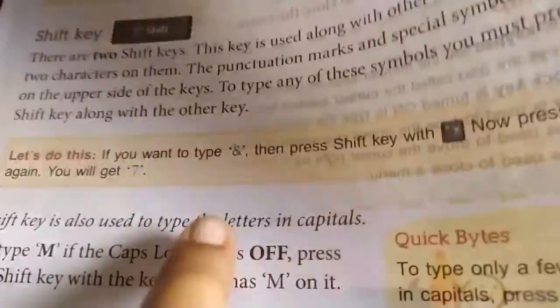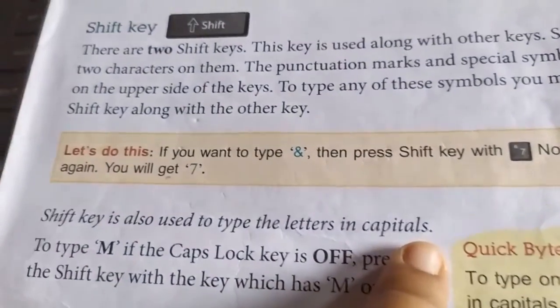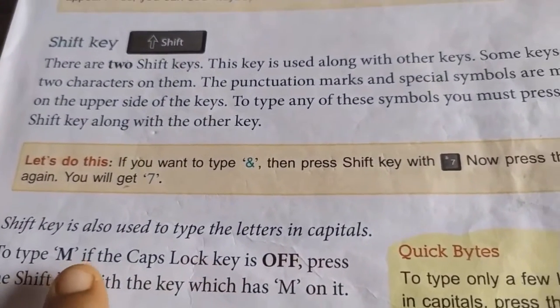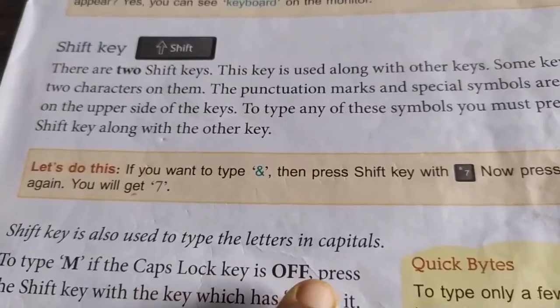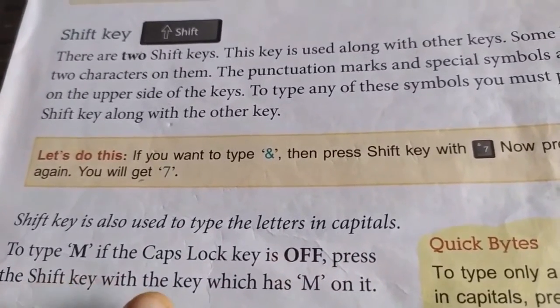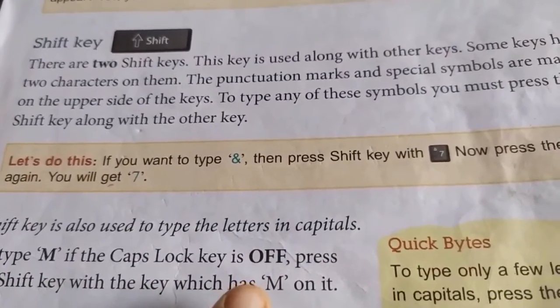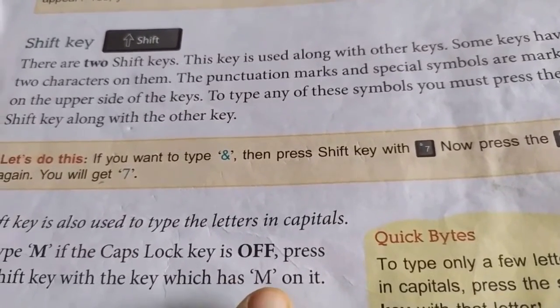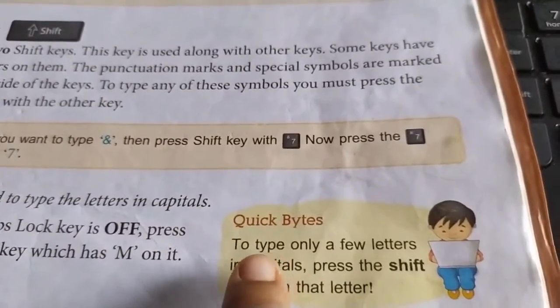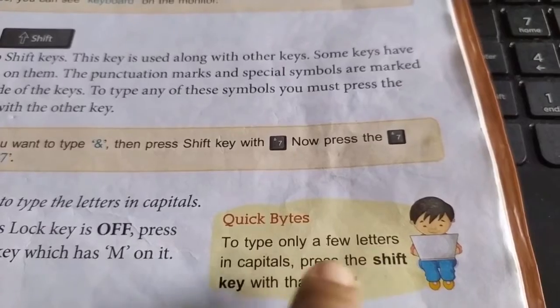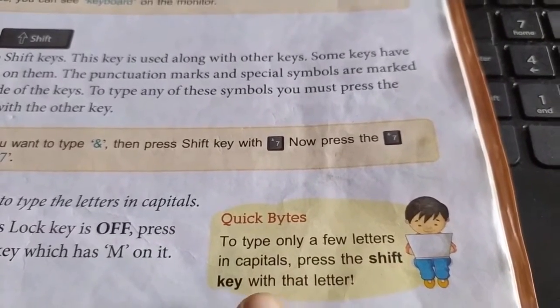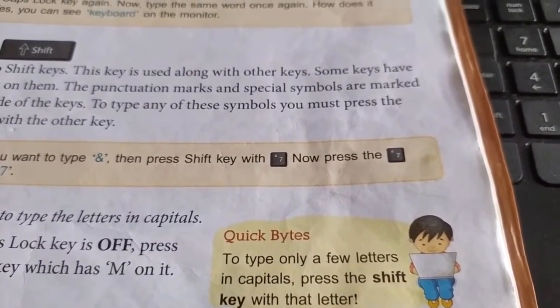Next, shift key is also used to type the letters in capital. That means whenever we type M, if the caps lock key is off, if we press the shift key with the M key, it will be in capital letter. Quick bite: to type only a few letters in capital, press the shift key with those letters.